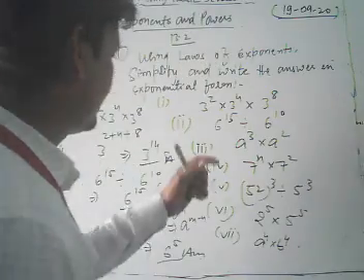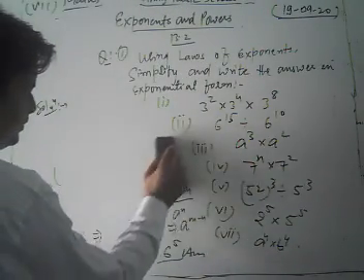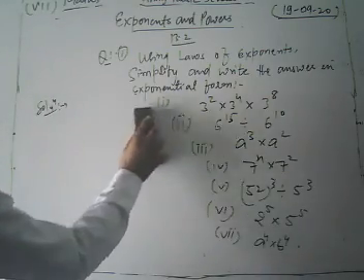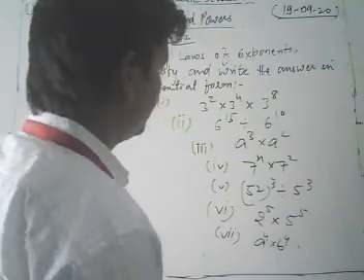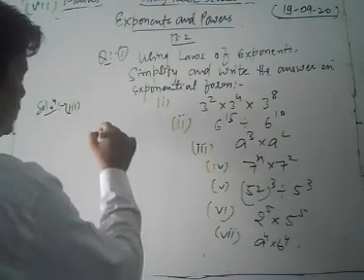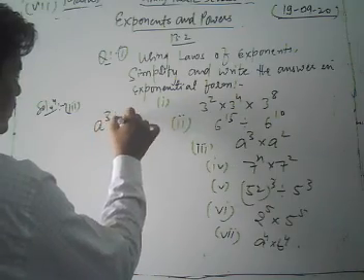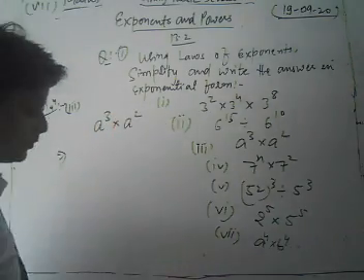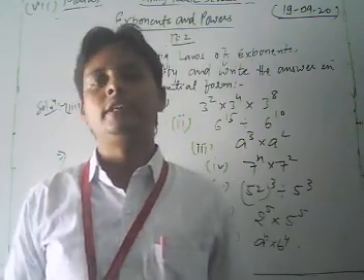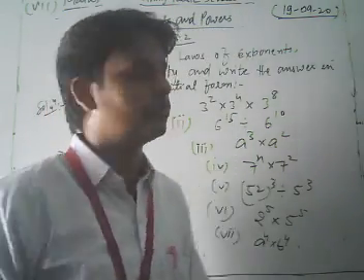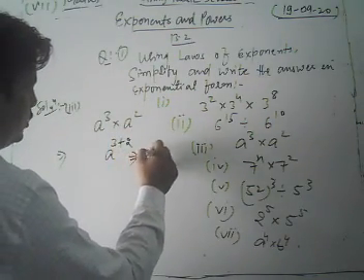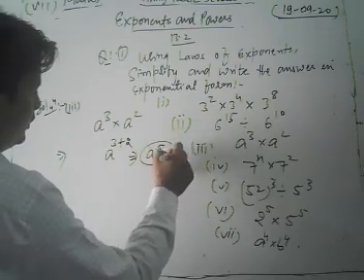Similarly, we take and solve the third part of this question. Here again we apply the laws of exponents, and you know that a to the power m into a to the power n is equal to a to the power m plus n. So here we get a to the power 3 plus 2, which is a to the power 5. This is our final answer.